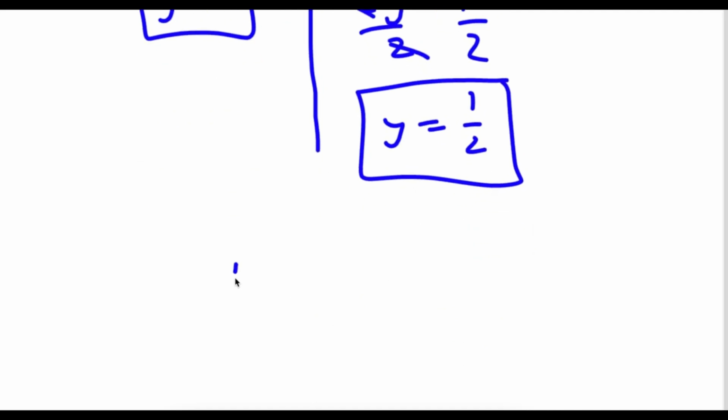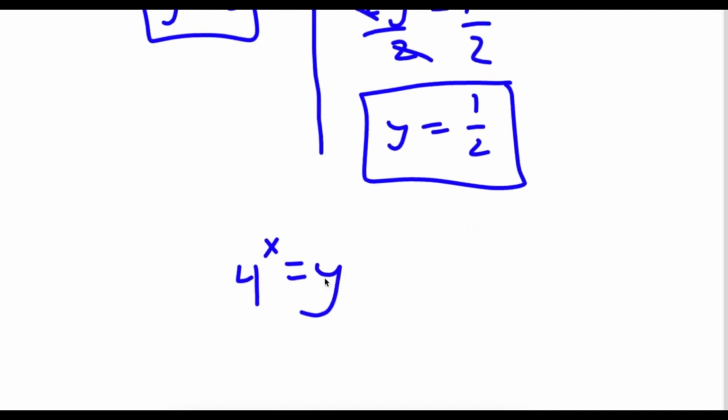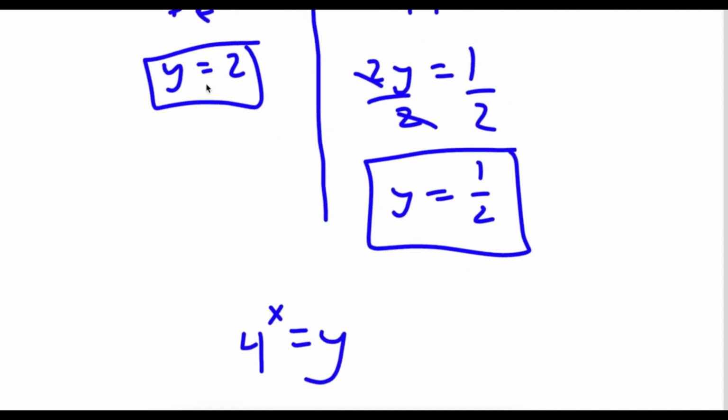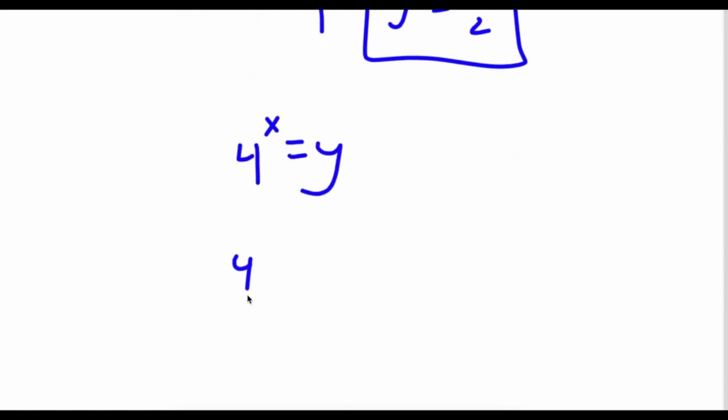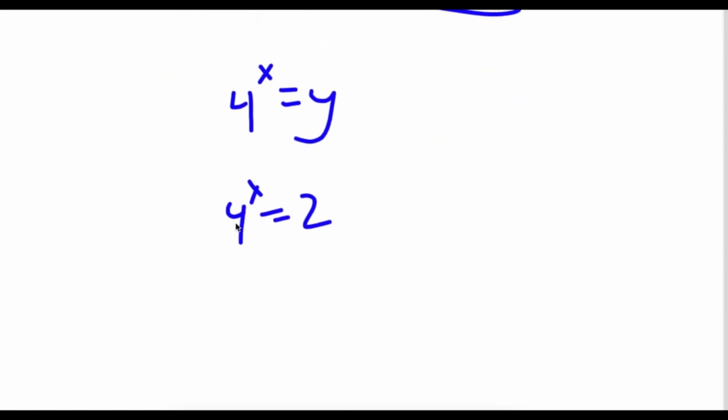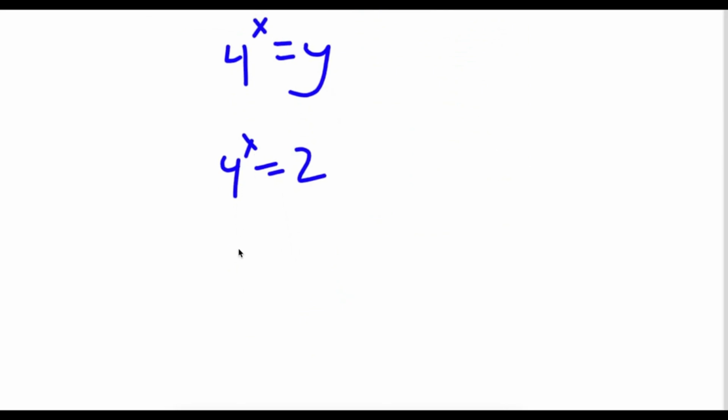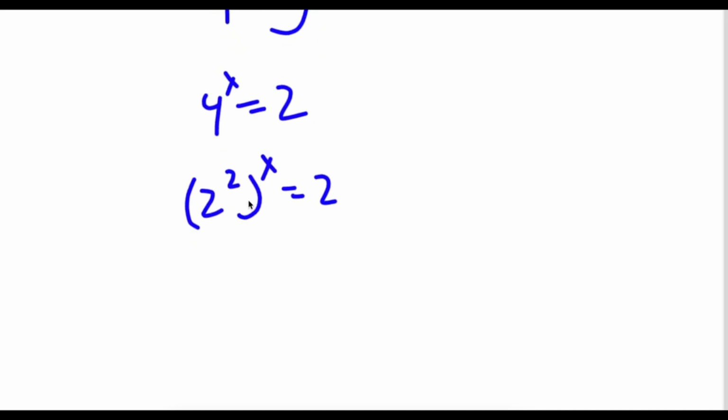Now, remember how we said 4 to the power of x is equal to y. So now let's first start by saying that y equals 2. If y equals 2, then I have 4 to the power of x is equal to 2. Now 4 to the power of x, well 4 is the same thing as 2 squared. So I have 2 squared to the power of x is equal to 2.